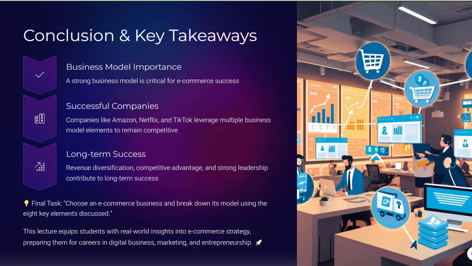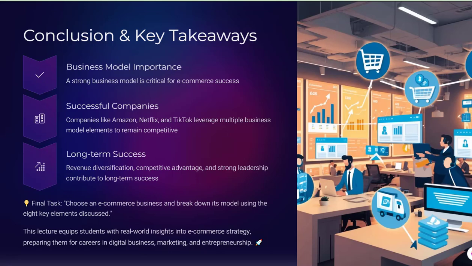And now we nearly come to the end of this session. We have some conclusions and key takeaways. The key takeaway from this discussion is that a strong business model is critical for e-commerce success. So for success in e-commerce, we need a strong business model. Successful companies like Amazon, Netflix, and TikTok leverage multiple business model elements to remain competitive in the digital landscape. And long-term success factors like revenue diversification, competitive advantage, and strong leadership all contribute to the long-term success of an e-commerce business.